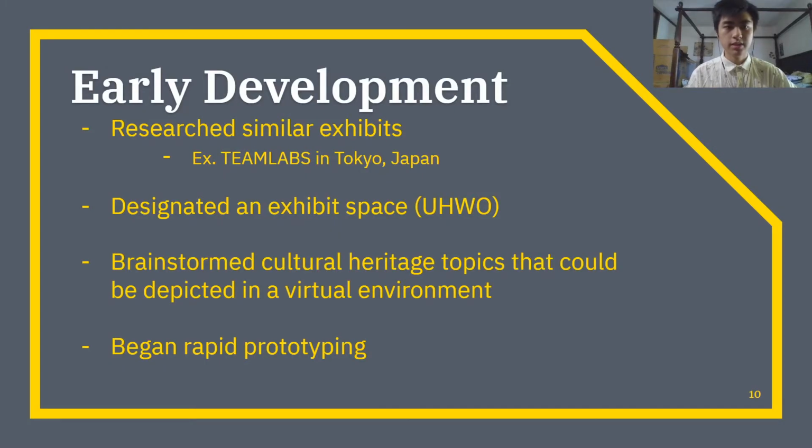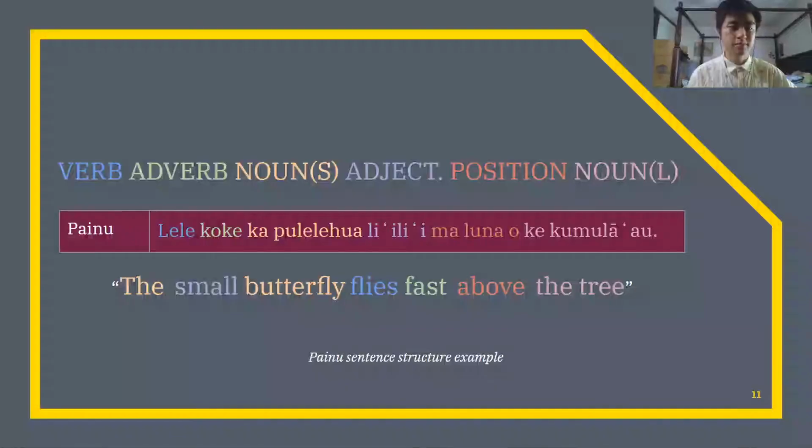So for the early development of this project, we researched similar exhibits, for example, teamLab in Tokyo, Japan. And then we designated an exhibit space in UH West Oahu. And then we brainstormed cultural heritage topics that could be depicted in a virtual environment. And as mentioned before, we chose the Hawaiian language. And then we began rapid prototyping.